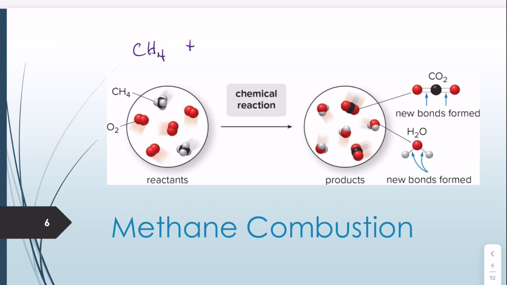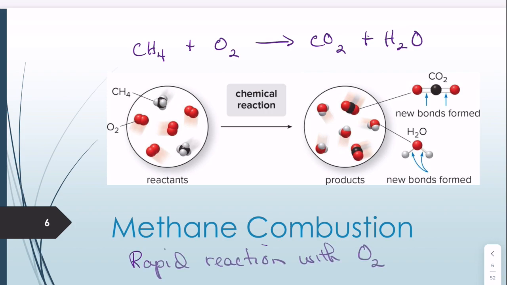Methane, CH4, plus O2, these are our reactants, going to carbon dioxide and water. All right. We'll talk more about combustion reactions in another video, but basically, when we are talking about combustion reactions, we're talking about the rapid reaction with oxygen. All right. So this is an example of a chemical reaction because you'll notice that the compounds have changed.